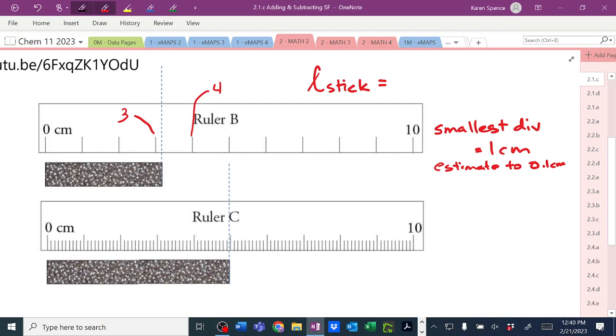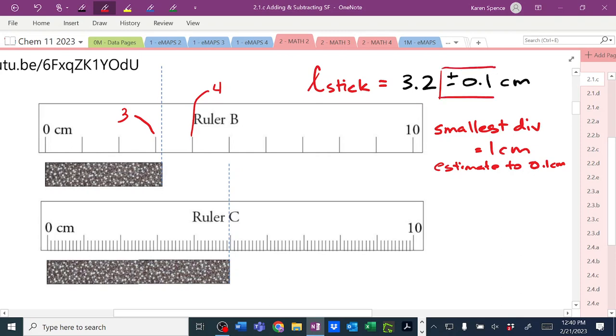That sound good? 3.2. If you want to do the enriched stuff, you would put plus or minus 0.1 centimeter, but that would be the enriched portion, okay? That's totally optional. You do not need to do that. Length of stick equals 3.2 centimeters is all that you need, okay?